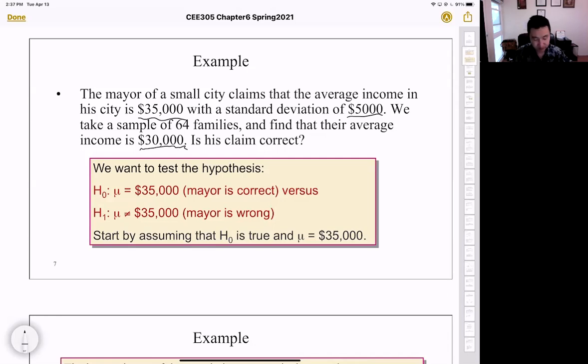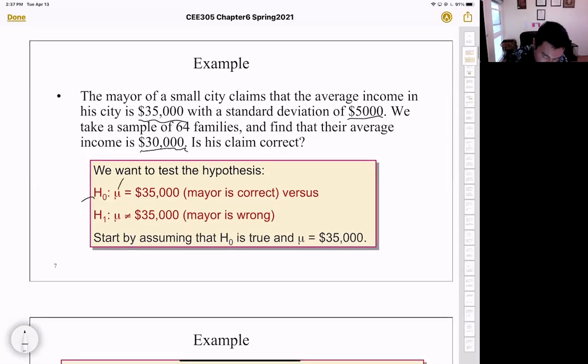We need to set up a null hypothesis, which is H0. So we assume the population mean mu, which is the mean income of the city, is equal to 35,000, which is the claim of the mayor. So let's just assume that's 35,000, which means in that case, the mayor's claim will be correct.